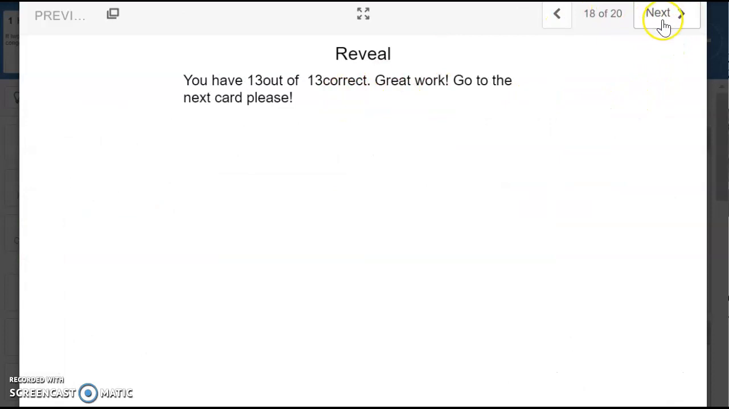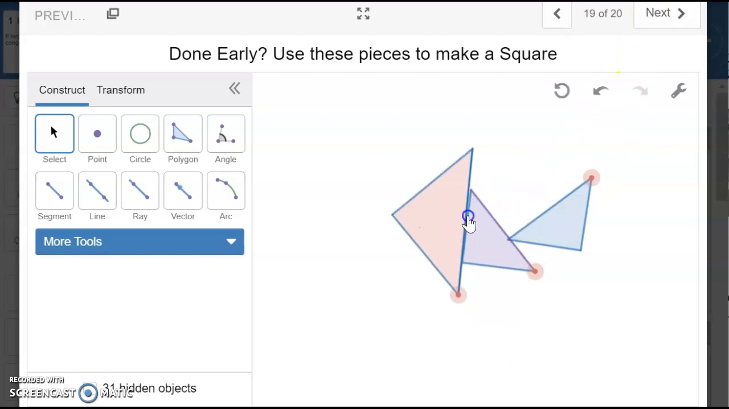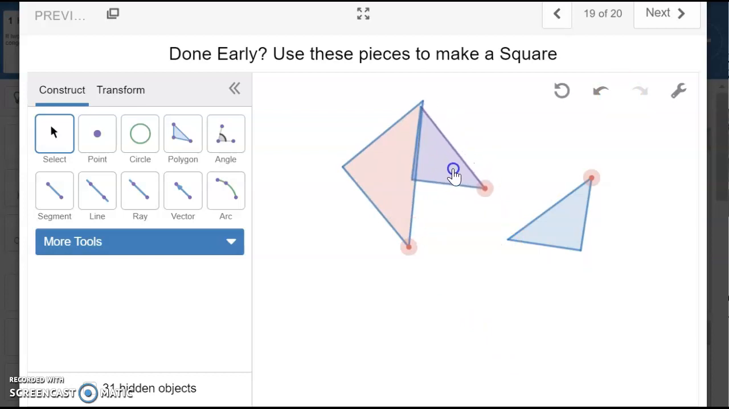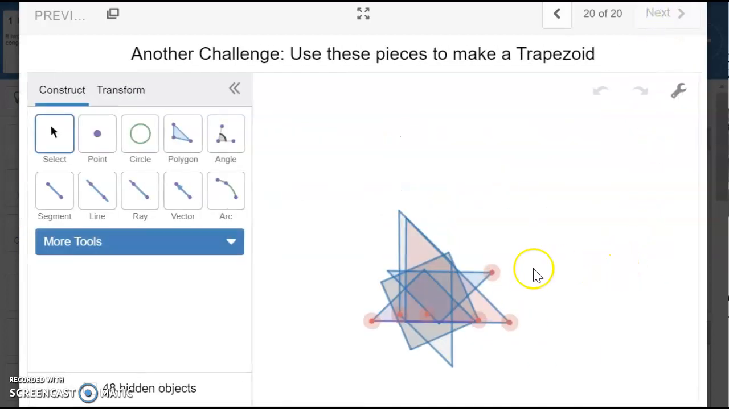Okay, so we have 13 of 13 correct, and the next cards are just for fun, for you to play around with to make a square. If I was to make a square, how can I move this to make a square? I can tilt this using those red dots, and voila, that's my square.